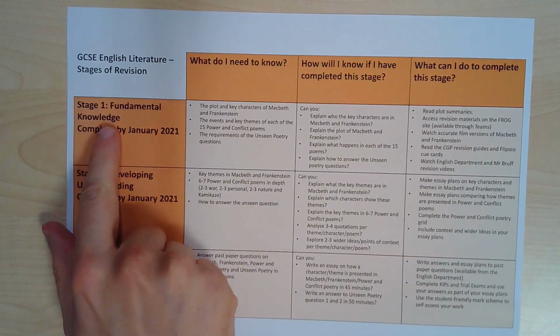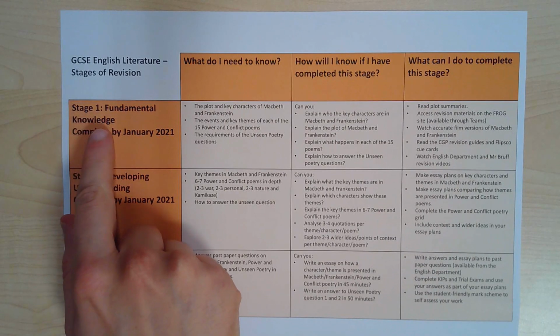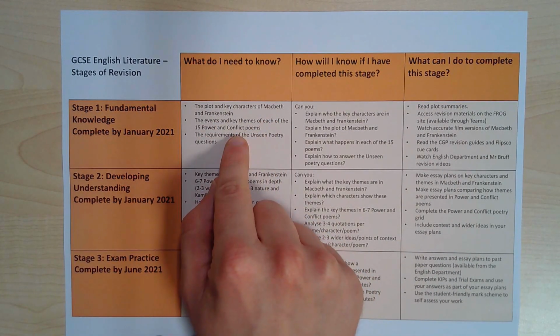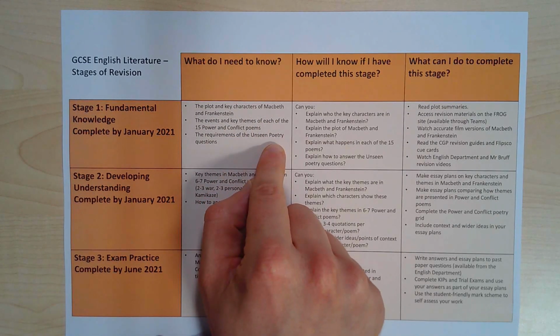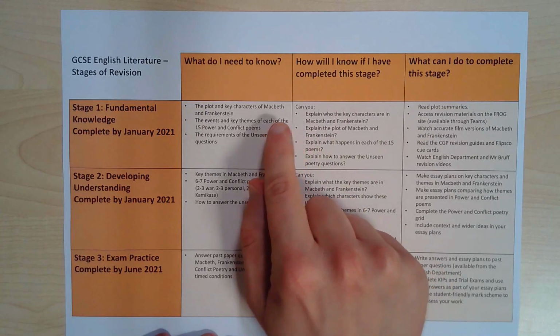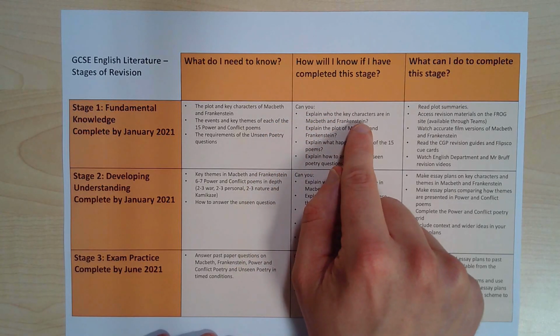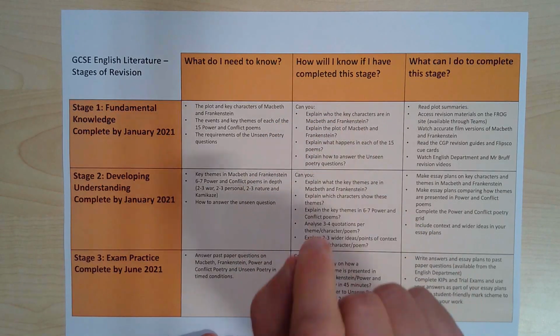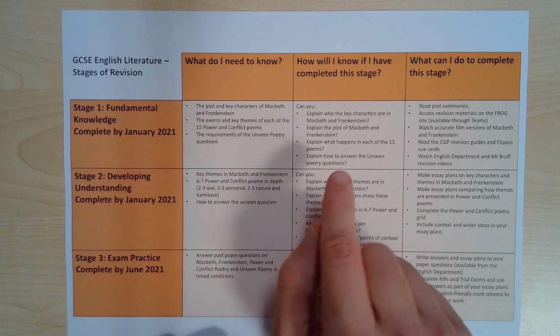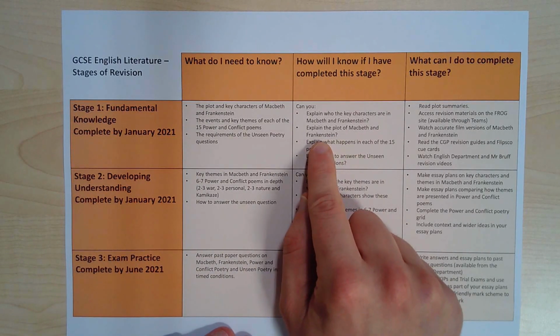First stage is fundamental knowledge. Now you are going to get an exam question on Macbeth, Frankenstein, the power and conflict poetry, and two unseen poetry questions. Let's just focus on Frankenstein for today. You need to know who the key characters are in Frankenstein. That might be you writing a couple of lines about who they are, for instance, as a bit of revision at this stage. You need to be able to explain the plot of Macbeth and Frankenstein.